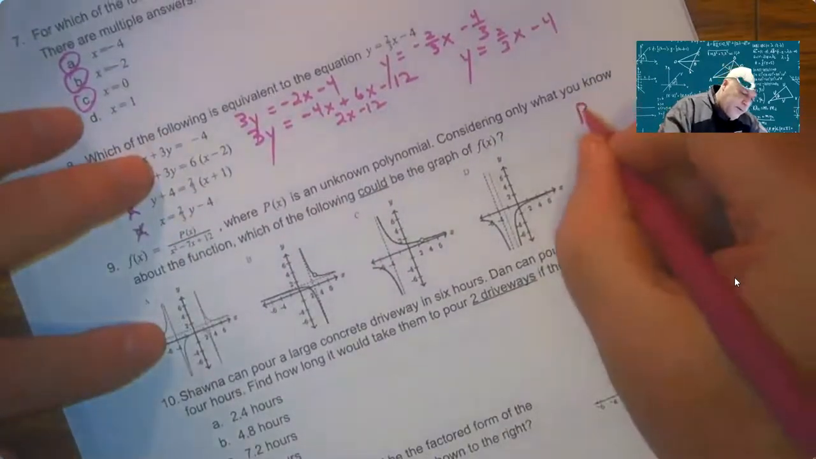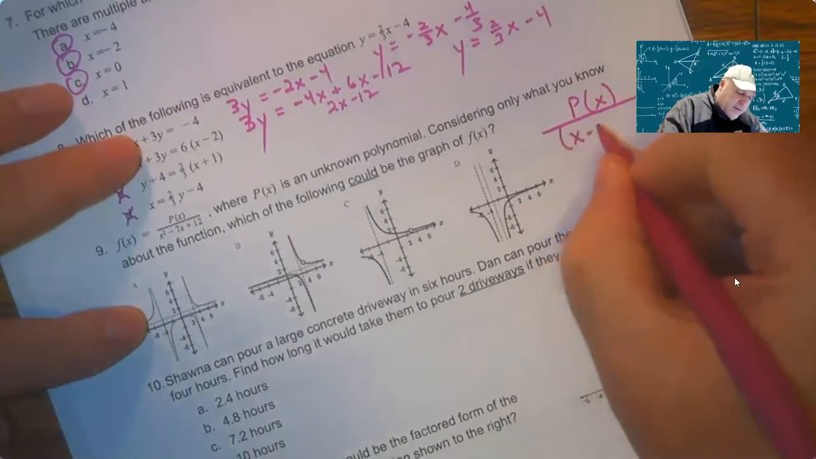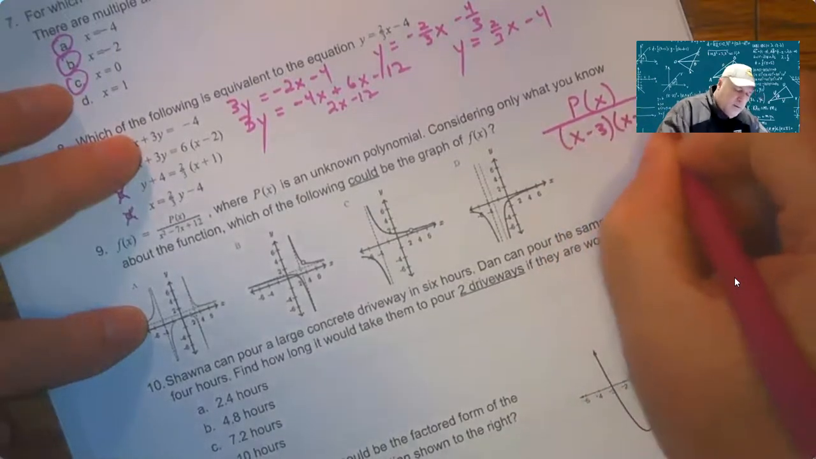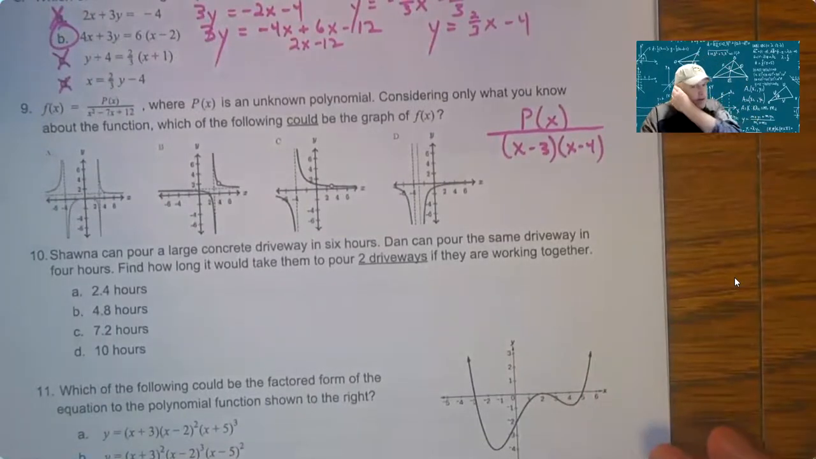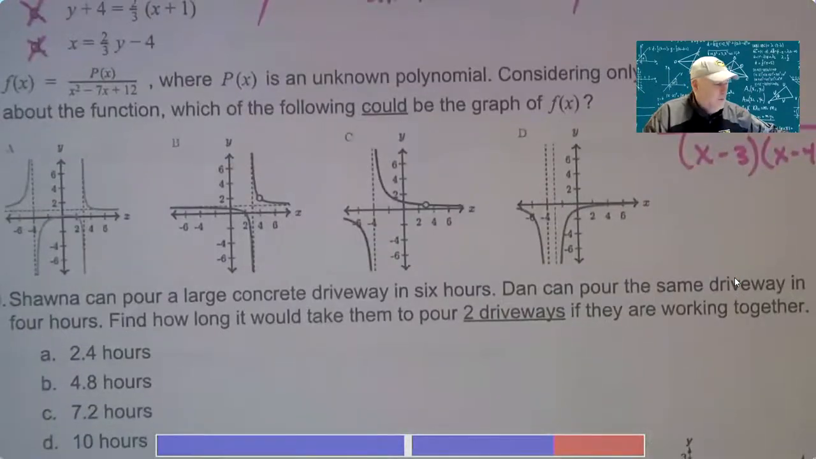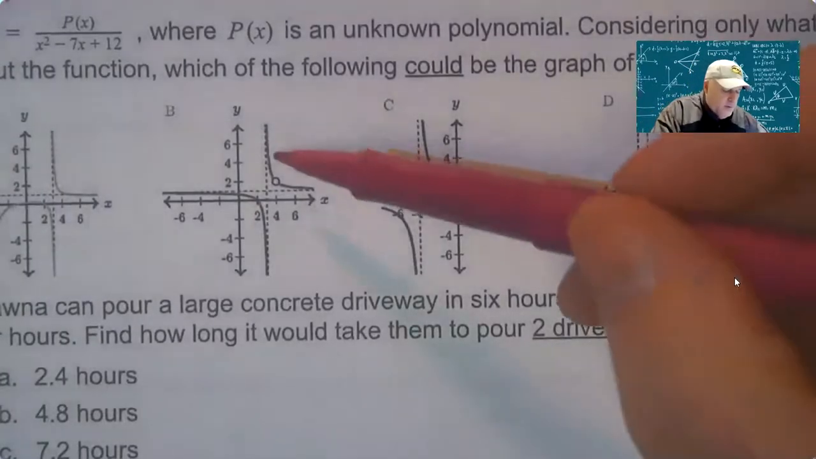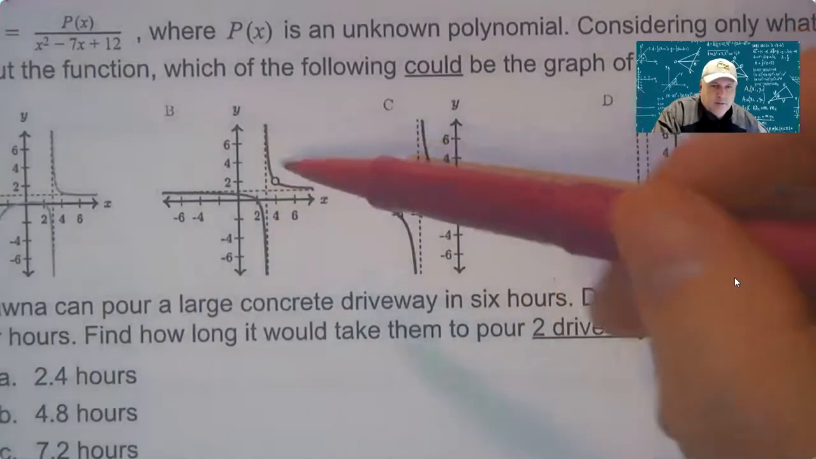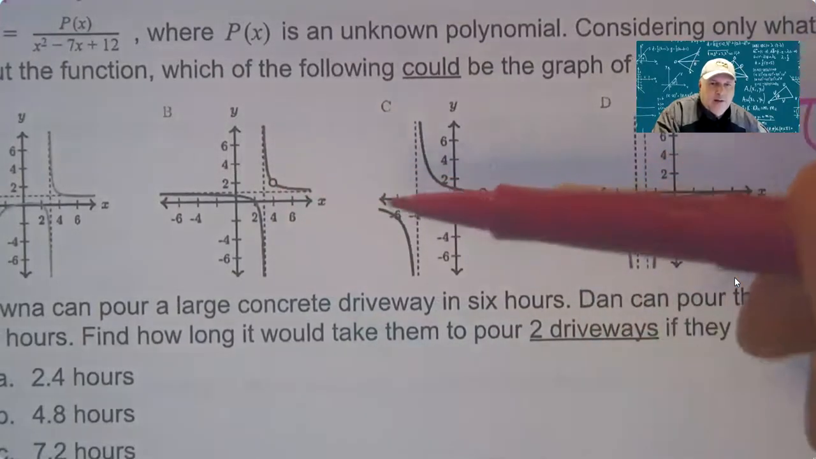So when we factor the bottom, let me write this over here. This is the factoring of the bottom. So at 3 and 4, we have discontinuities. This graph shows a vertical asymptote at 3, and it shows a point discontinuity or hole in the graph at 4. So it has to be B.